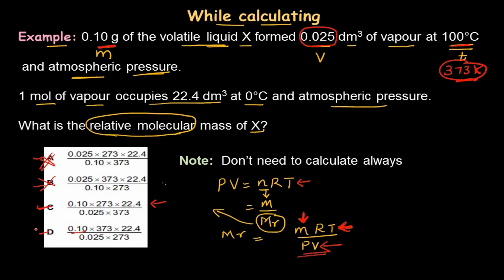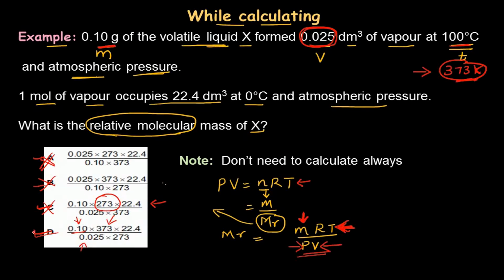Now if you look at options C and D, C has 273 in the numerator, but we need 373 Kelvin in the numerator. So option C gets eliminated and we are left with option D, that is, mass 0.10 gram in the numerator, temperature 373 Kelvin again in the numerator, and according to the formula volume should be in the denominator. So here the volume 0.025 should be in the denominator, as in option D.